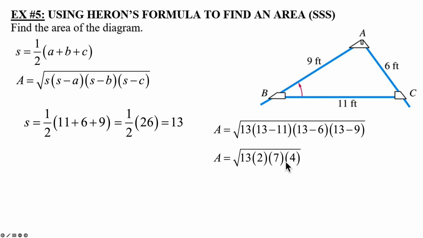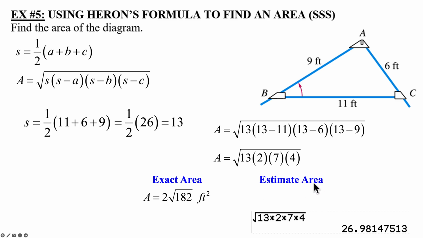But because we have integers, we can say, hey, look, we can take the square root of 4. That's a 2. Move it out in front. Multiply the 13 times the 2 times the 7, 182. Okay, that's what we call the exact area. It has not been converted to a rounded decimal answer yet.